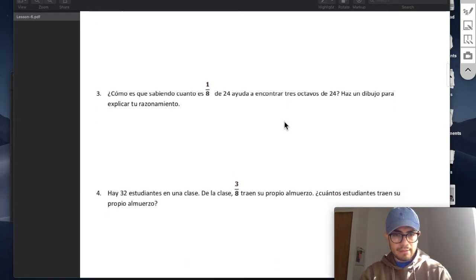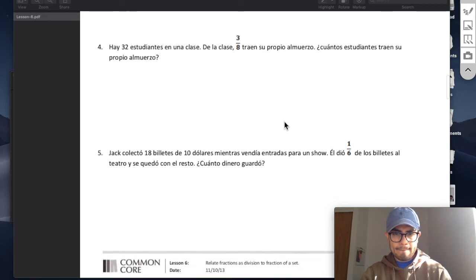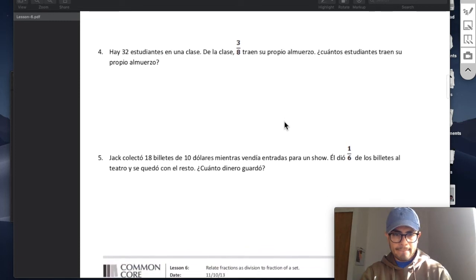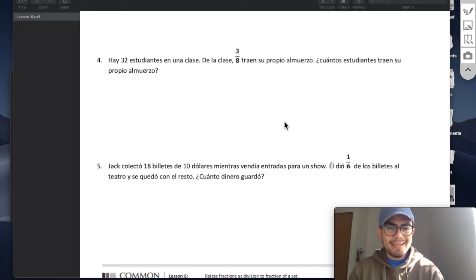Let's take a look at number 4. Esta dice, hay 32 estudiantes en una clase. De la clase, 3 partes de 8 traen su propio almuerzo. ¿Cuántos estudiantes traen su propio almuerzo?